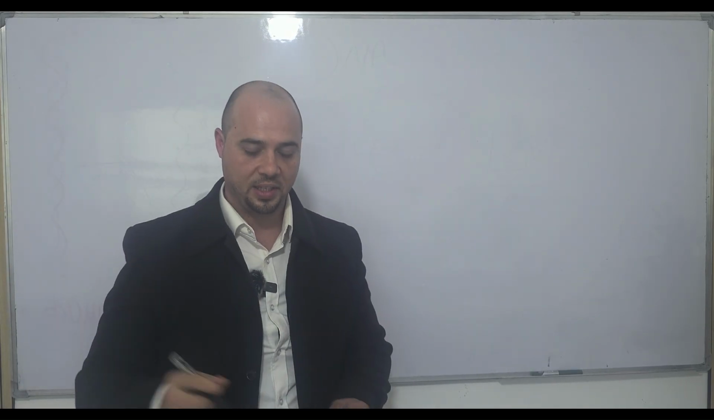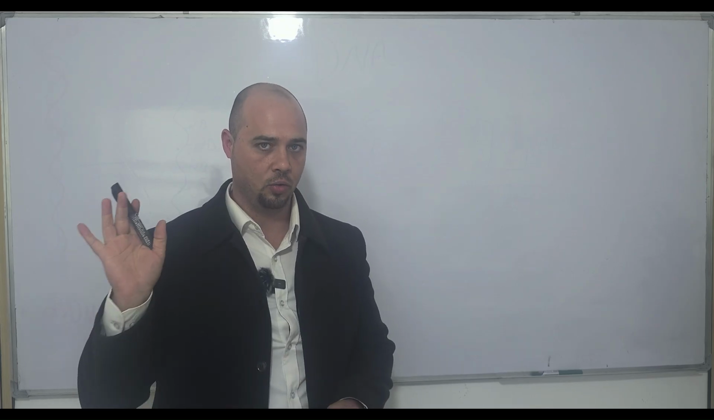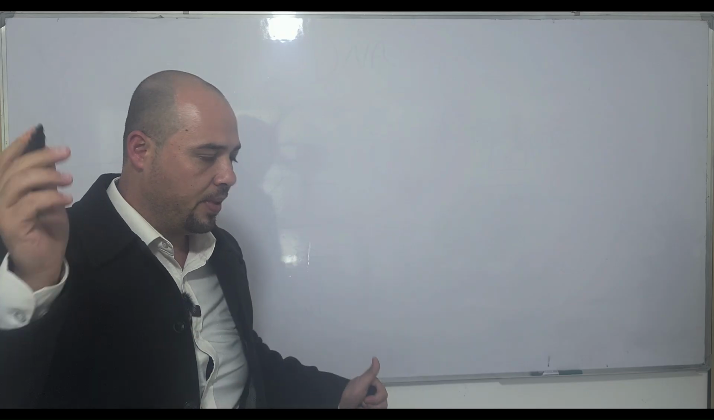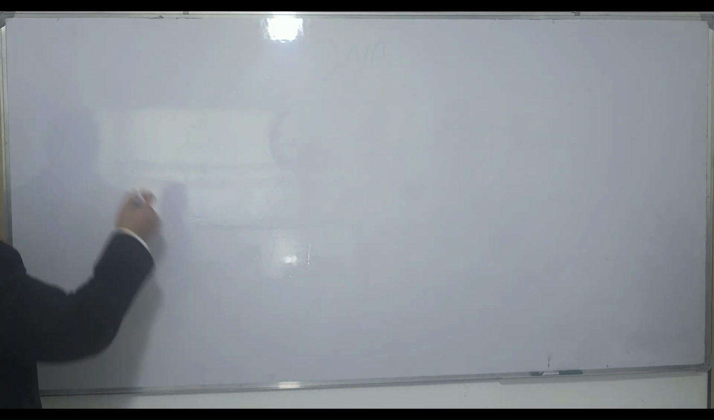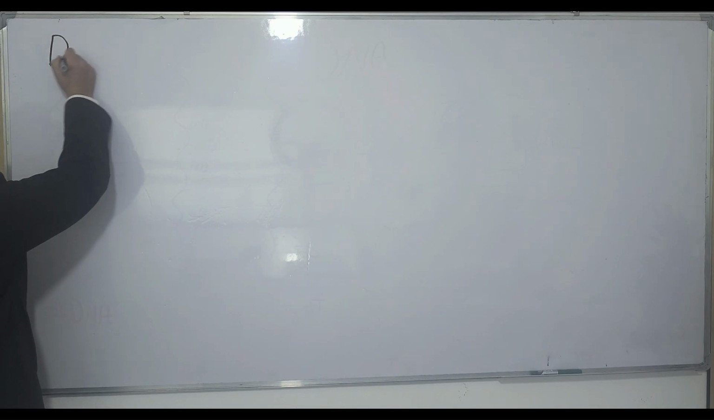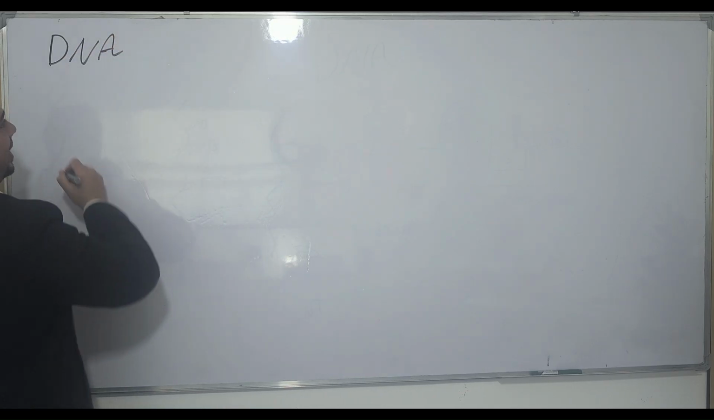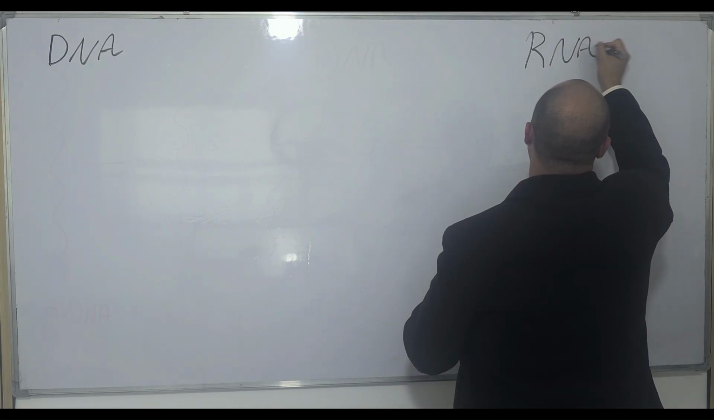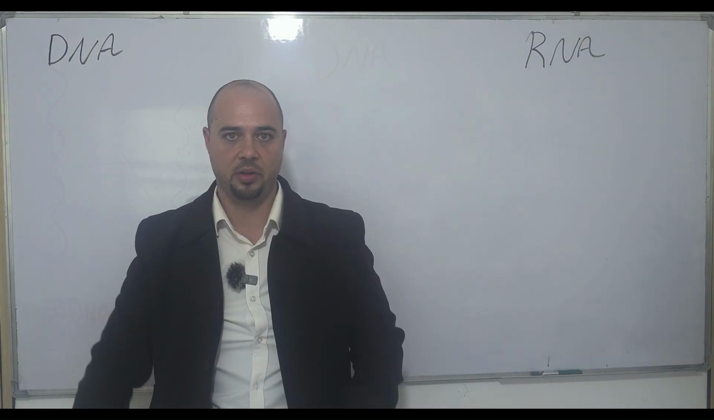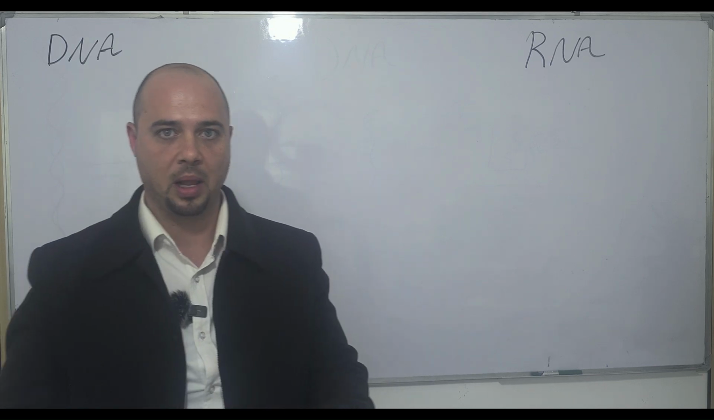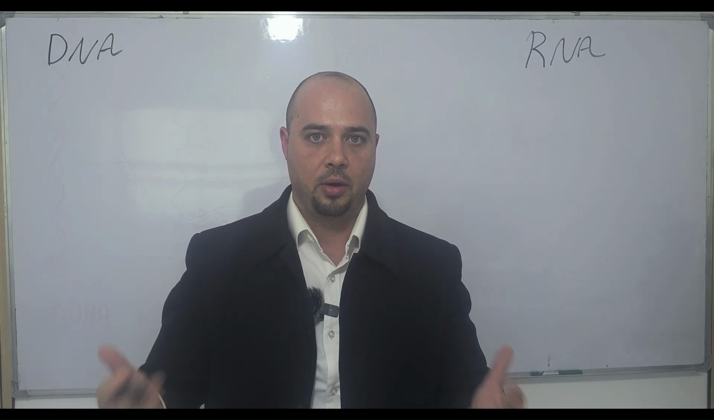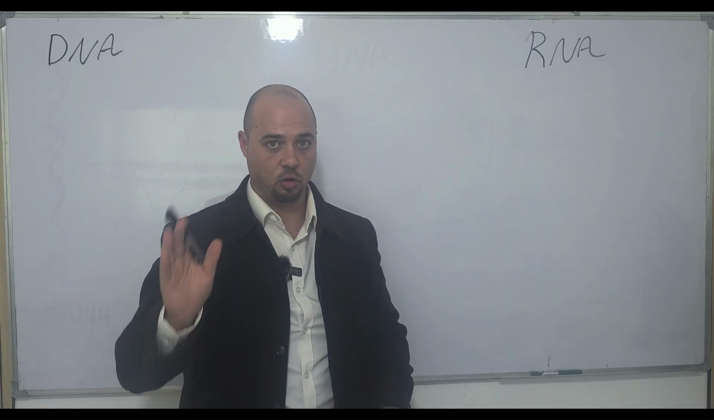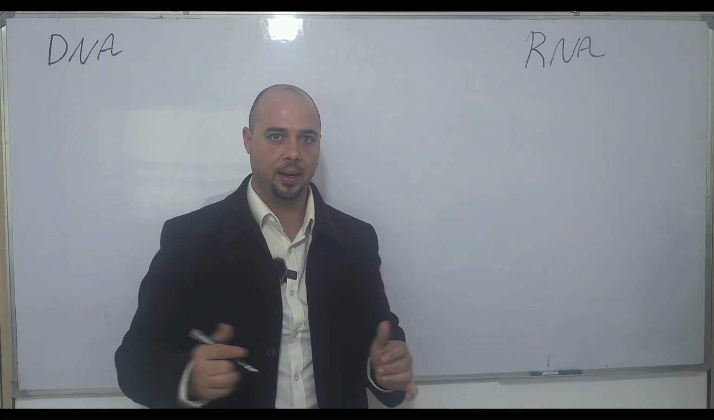Okay, so listen, before we dig into the sugar, the nitrogen base, and the phosphate, terminology is important, people. I like terminology. It makes my life much easier. So DNA and RNA. What do they mean? Of course, you either know it or you do a small Google search and you come back and say it's deoxyribonucleic acid and this is ribonucleic acid. And of course, you'd be correct. But what does it mean?